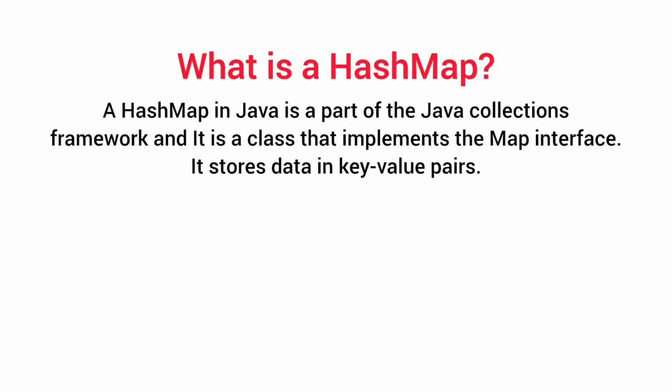A HashMap in Java is a part of the Java Collections framework, and it is a class that implements the Map interface. It stores data in key-value pairs. This means that each element in a HashMap has a unique key, and each key maps to a value. Now that we understand the basics, let's dive into the different ways to iterate through a HashMap.